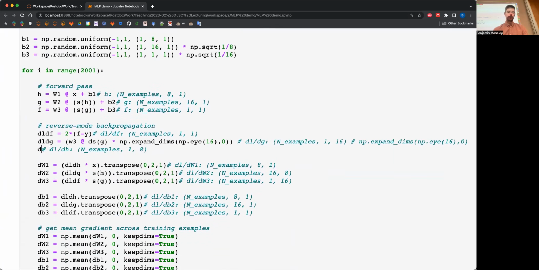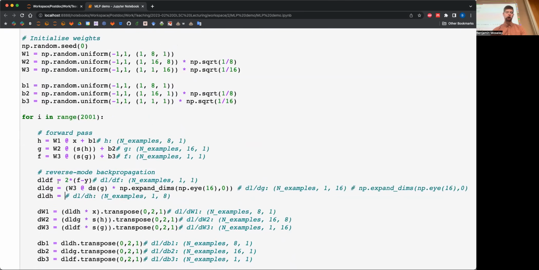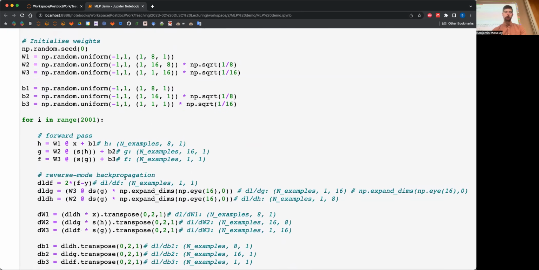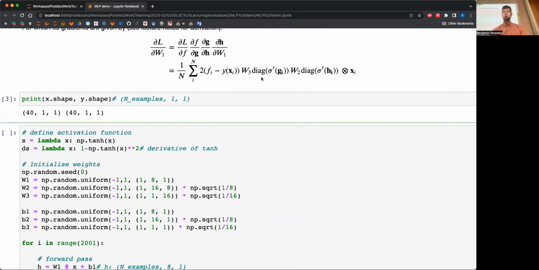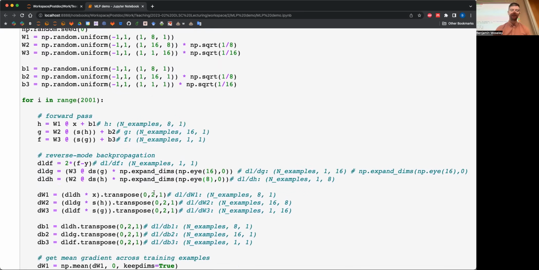And then DL by DH is just, again, this weight matrix thing here. So we're just going to copy this. It's the same operation, but we're passing in H here instead of G. And then we want to make sure that this is 8 instead of 16 because of the dimensionality of the hidden units.